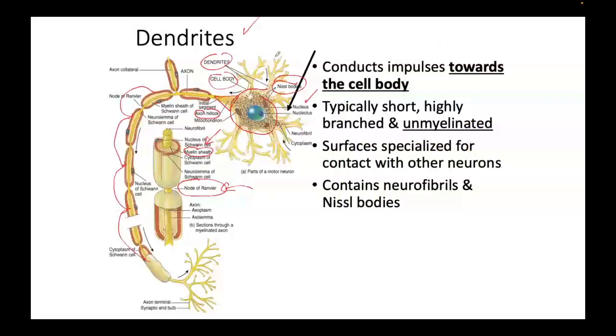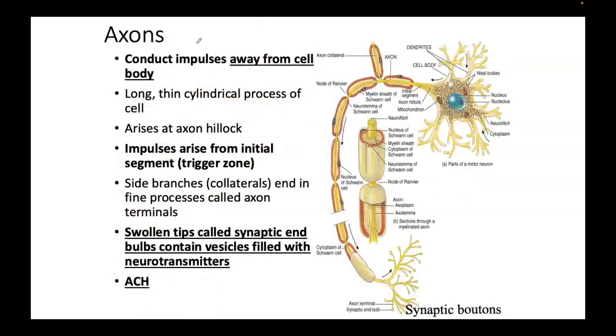So dendrites bring information to the cell body, whereas your axons conduct the impulses away. And the way you remember that, axon starts with A, and so does the word away. A and away. Okay. The axon hillock is here. Just adjacent to it is the initial segment. That's where the impulses arise.